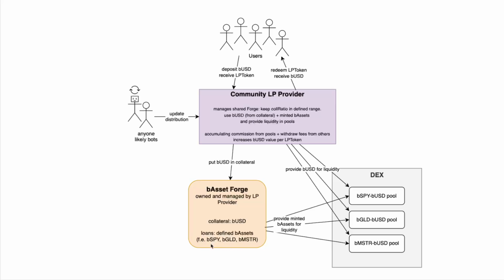So for example, if they define to create BSBY, B Gold, and B MicroStrategy, part of the BUSD is put into the forge to mint those assets, and the other part of the BUSD is combined with those minted assets to be put into liquidity.